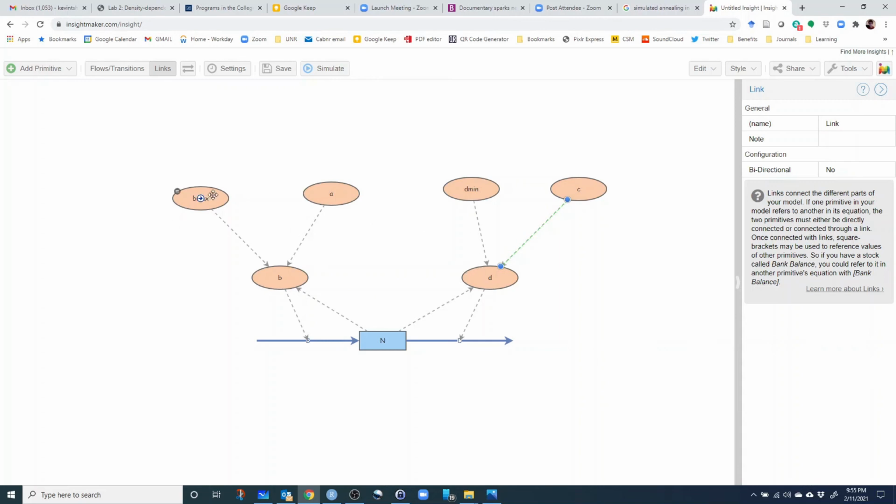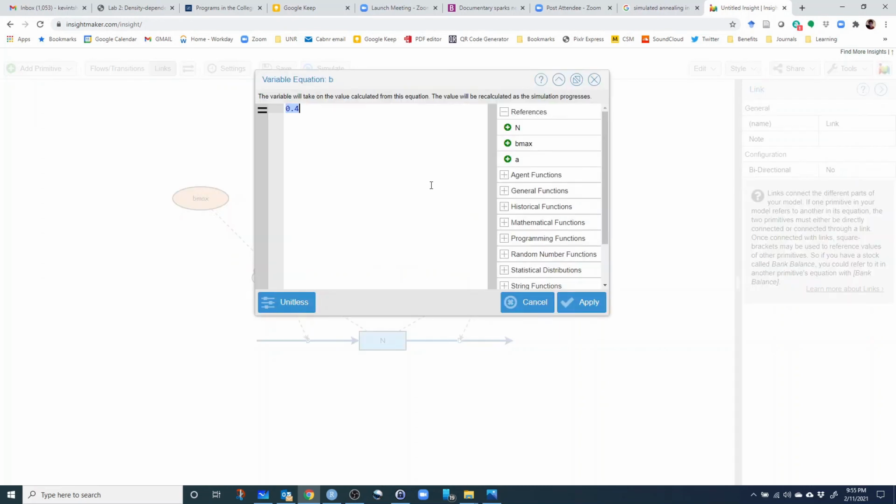But what we just have to do is implement the equations for little b and little d. So remember, we're just implementing a simple density-dependent relationship. At low densities, the birth rate is at its maximum level, and then it goes down with abundance at a rate of A. So you have B max minus A times N, representing the density dependence on birth rate.